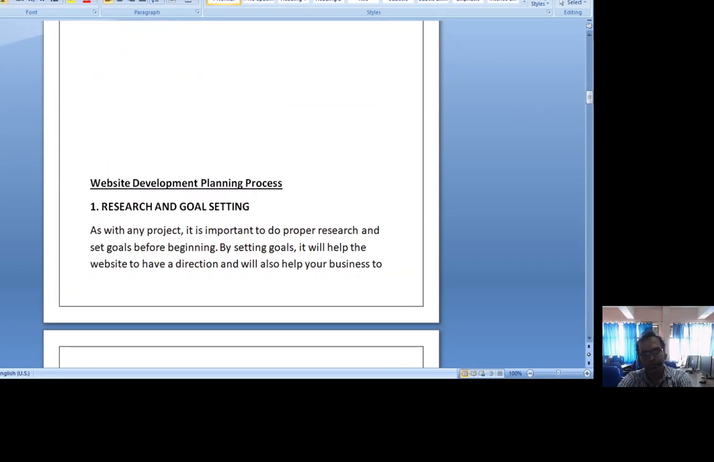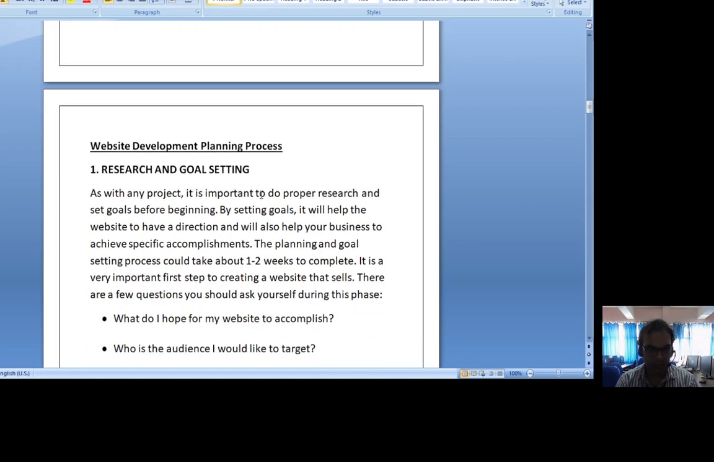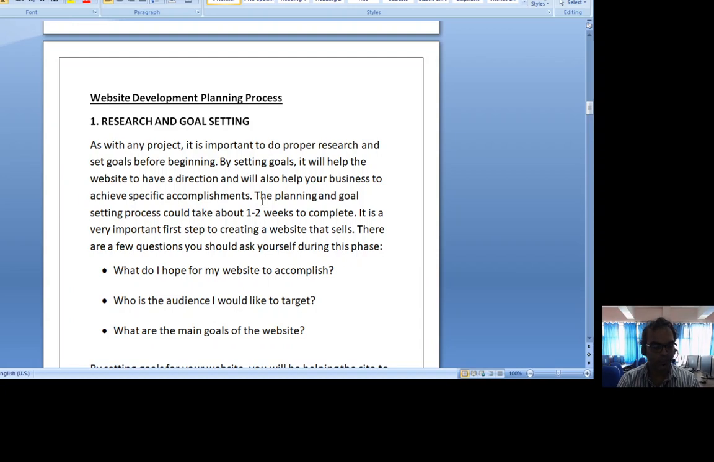Now let's move ahead, and we will understand each and every knob and notch of the website development planning process. Let's move ahead. First and foremost is research and goal setting. Now, why is it needed? Very much why it is needed.